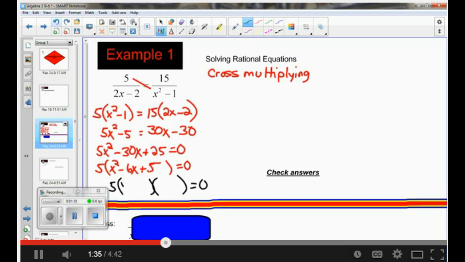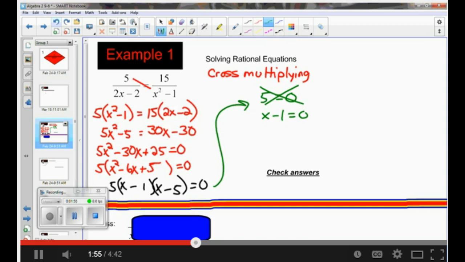That trinomial factors into, let's see, factors of 5. I want 1 and 5, and both have to be negative. So now I'm in good shape here where I can set each factor equal to 0. Well, my first one, there's no variable there, so I don't even have to do anything with that. X minus 1 equals 0, and I have x minus 5 equals 0. Well, these last two are easily solvable. So I've got two potential solutions.